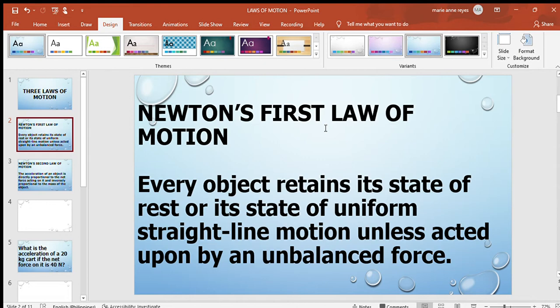So this means that an object at rest will remain at rest unless it is put into motion by an unbalanced force. That is, the net force must be greater than zero. Likewise, an object moving with uniform straight line motion will retain that motion unless a net force causes it to speed up, slow down, or change its direction of travel. Thus, Newton's first law describes the tendency of an object to resist any change in its state of motion.